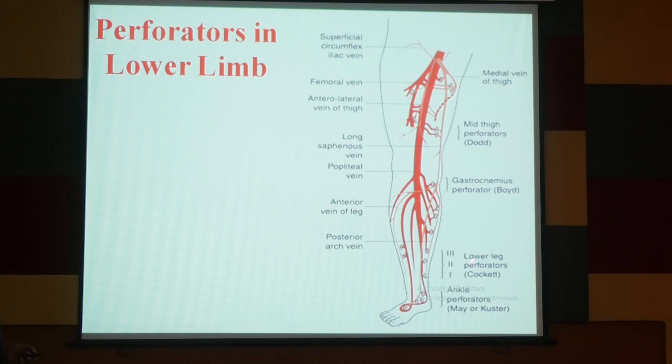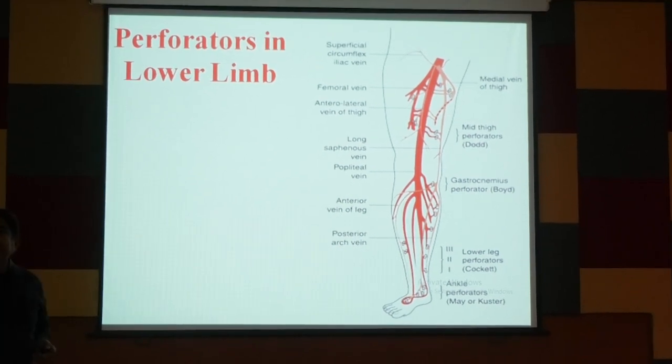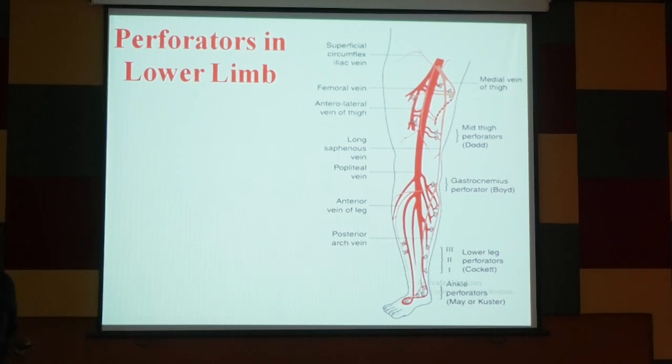And lower leg perforators: this is the first perforator, second perforator, third perforator, and this is Cockett. And the ankle perforators, May or Kuster, these are the ankle perforators. This is very important, the perforators of the lower limb can be a short note. Just mark it.